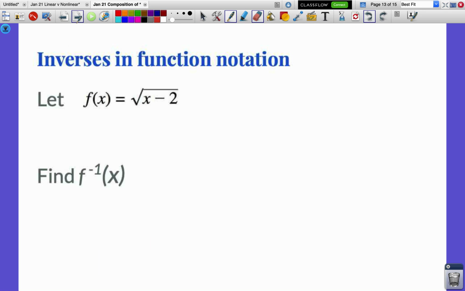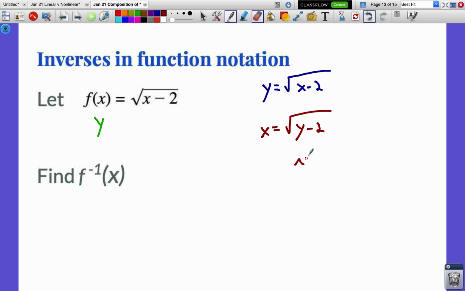All right, so let f of x equal the square root of x minus 2. Find the inverse. One thing I'm going to do is replace f of x with a y. This is another utility of the y equals. Rewrite this as y equals the square root of x minus 2. And then I'm going to swap x and y. x equals the square root of y minus 2.